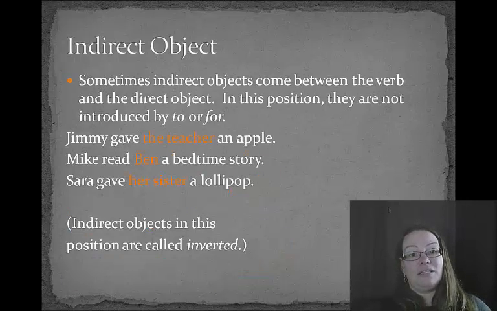Sometimes indirect objects come between the verb and the direct object. In this position, they are not introduced by to and for, and in this position we call them inverted. Jimmy gave the teacher an apple. Mike read Ben a bedtime story. Sarah gave her sister a lollipop. So the indirect object in all three of these is in inverted position.